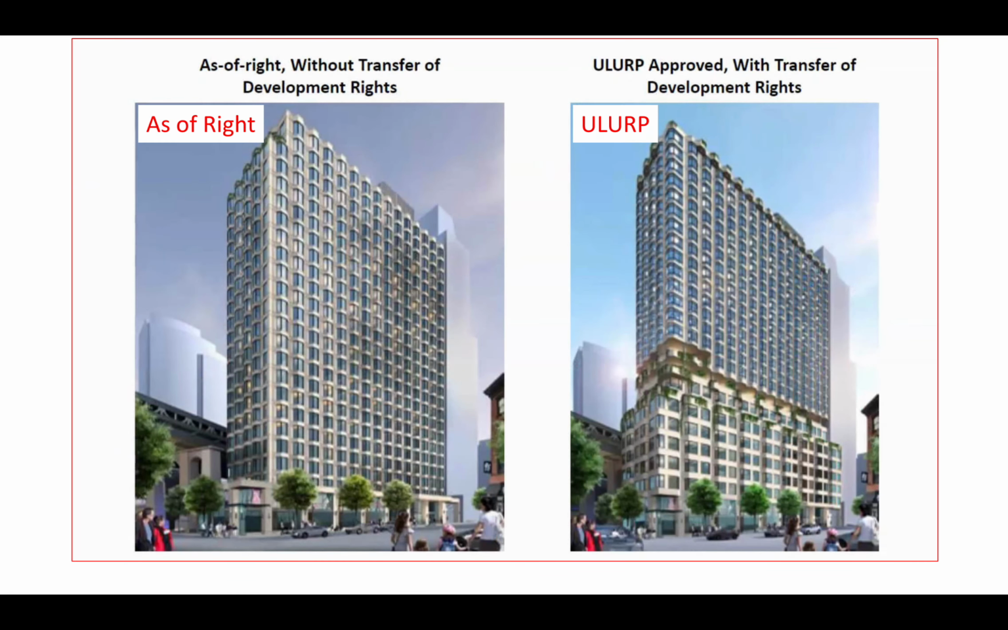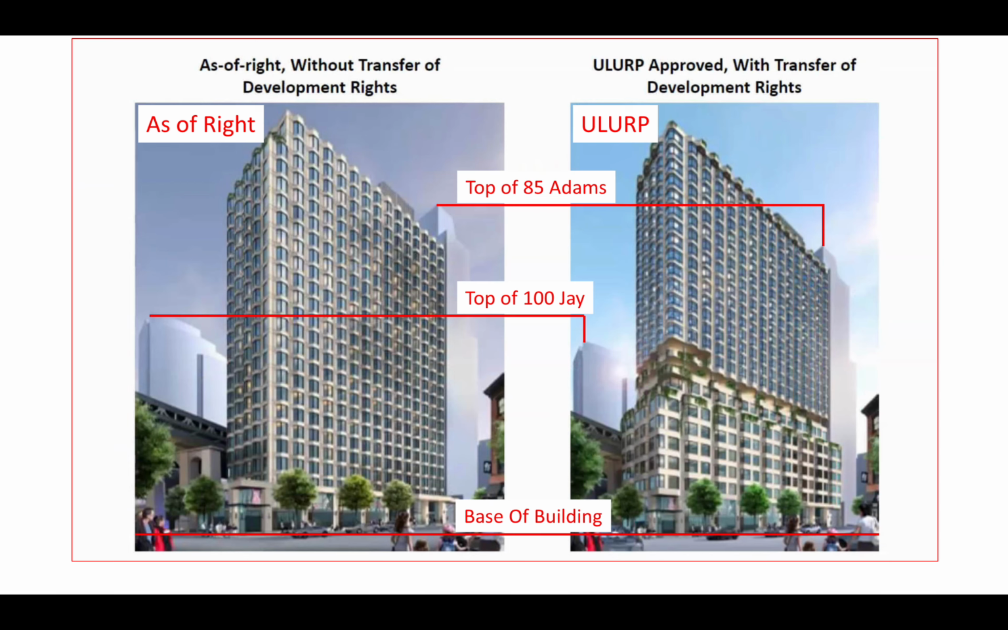It's noteworthy that the as-of-right development is shown on a cloudy, dreary day, whereas the ULURP development is shown on a bright and sunny day, which is a tactic that should be reserved for weight loss commercials and not for official government work. The renderings of this development are shown in a Dumbo scene, where both the 100J and 85 Adams buildings are shown in the background.